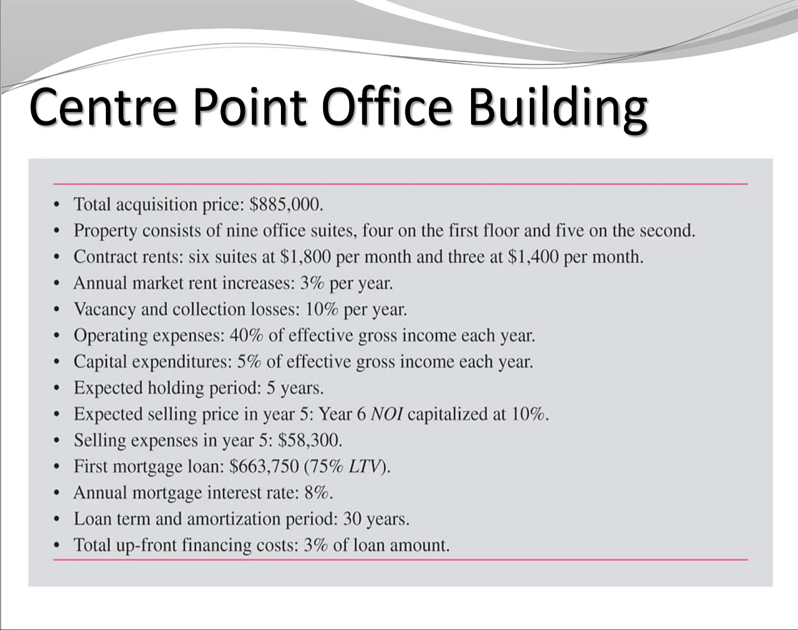The first mortgage loan for this property is 75% loan-to-value ratio, which means the loan amount is $663,750. Annual mortgage interest rate is 8%. The loan term and amortization period is 30 years. Total upfront financing cost is 3% of the loan amount. With all this information, we will be able to calculate the net present value of this property as well as the internal rate of return.